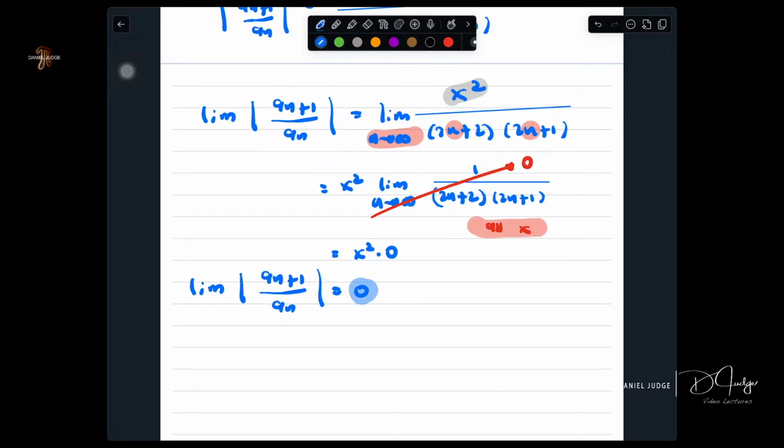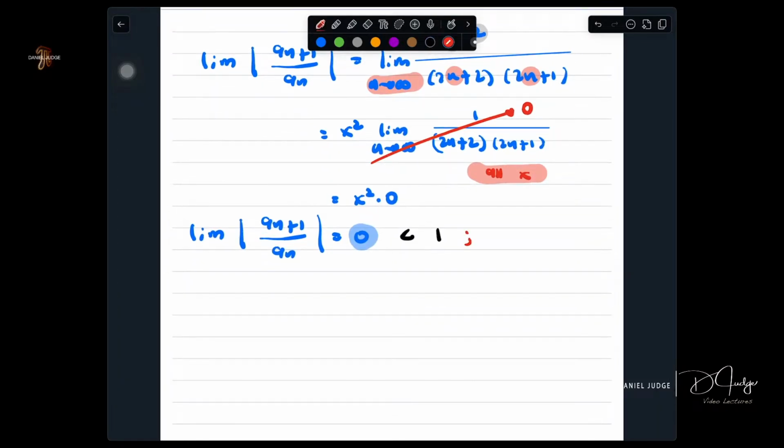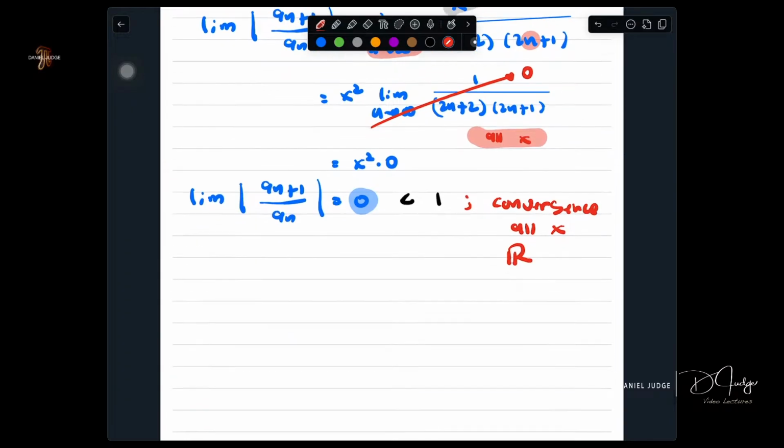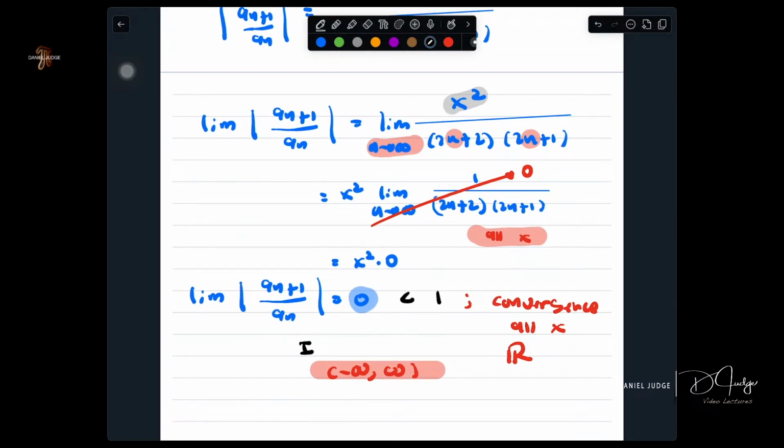Well, that limit 0 is less than 1, so that means we have convergence for all x. Convergence for all x. All x means every real number on the real number line. So as an interval here, this is what they're talking about. We want to find this particular interval. It's your interval of convergence. So anyway, I think I've had enough, and I will send this to you guys, and hopefully you take a look at that and you can see how this works.